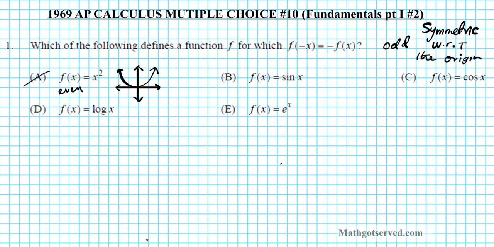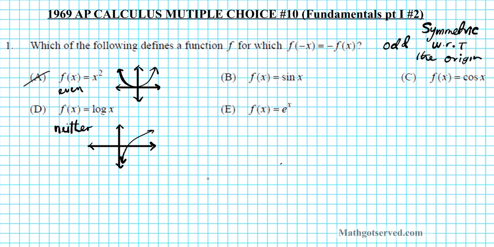How about your logarithmic function? Do you remember what your logarithmic function looks like? It's the inverse of your exponential function, okay? So the logarithmic function has a vertical asymptote on the y-axis, intersects the x-axis once, and goes like that, okay? So this graph is neither odd nor even. It's not symmetric with respect to the origin, nor symmetric with respect to the y-axis. So this is neither odd nor even.